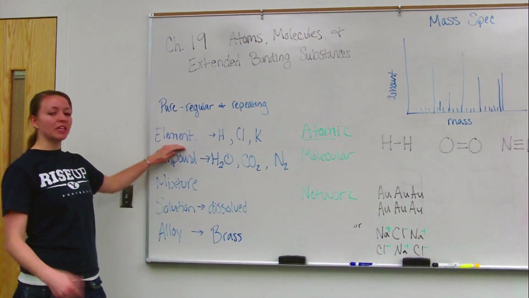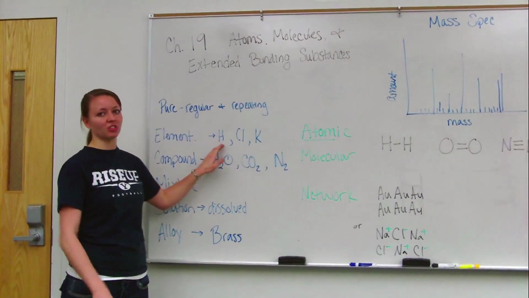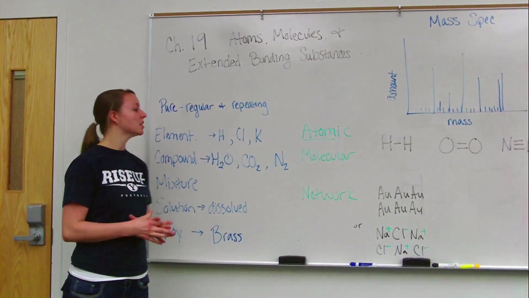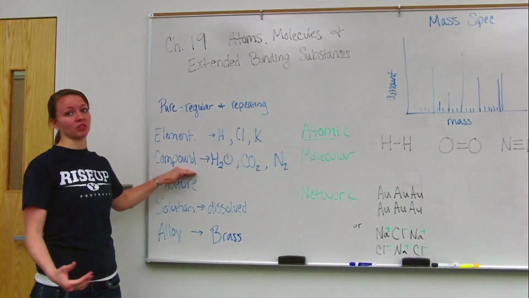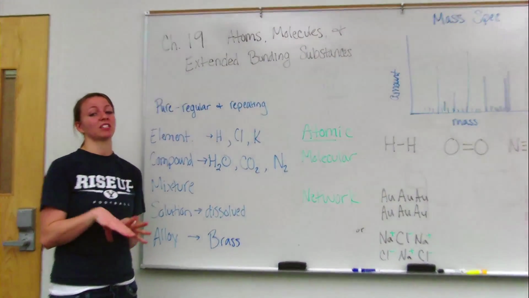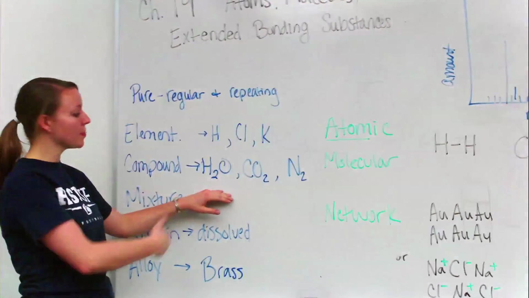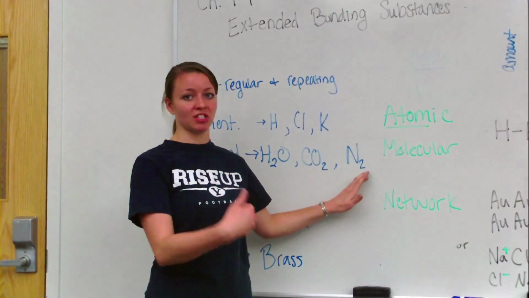Then you have your elements, which are just your simple elements off the periodic table. So you have your hydrogen, you have your chlorine, you have your potassium. Any one of those is considered an element. And then we also have our compounds. And so this is two or more atoms attached to each other. So this is when you can have water, which has H2O. You have carbon dioxide, which is CO2, and nitrogen, which is N2.